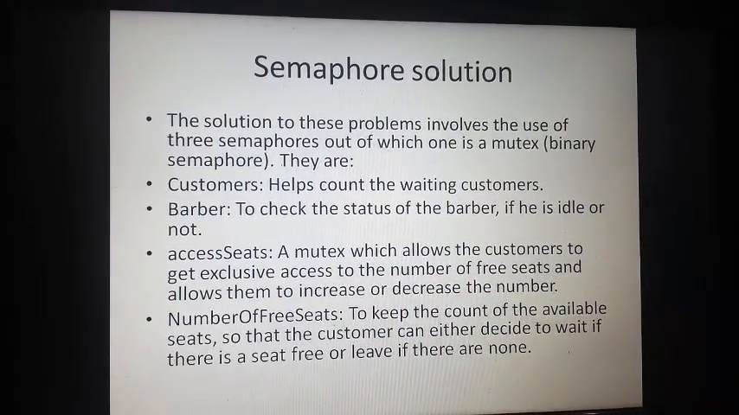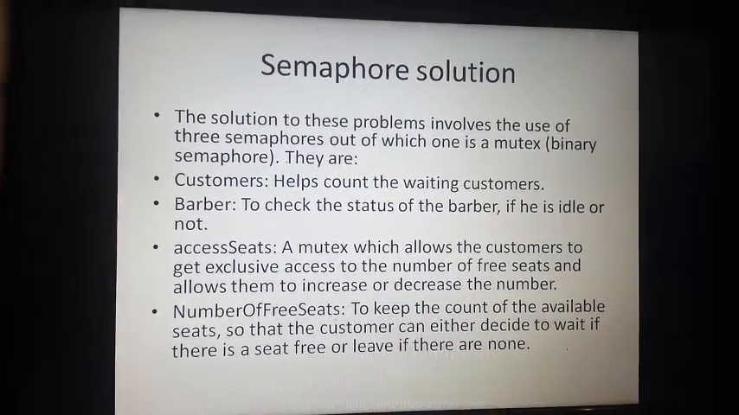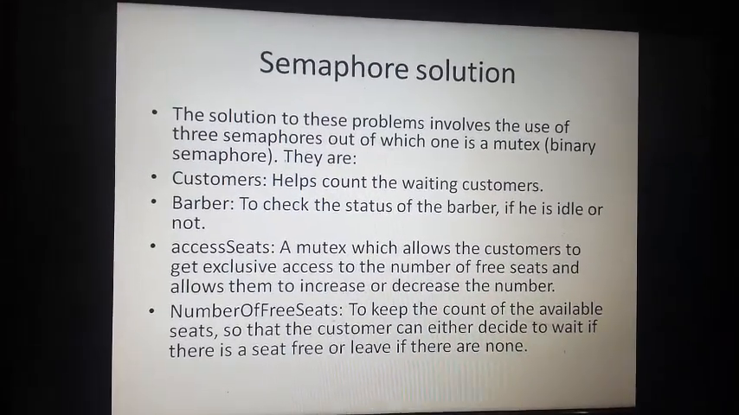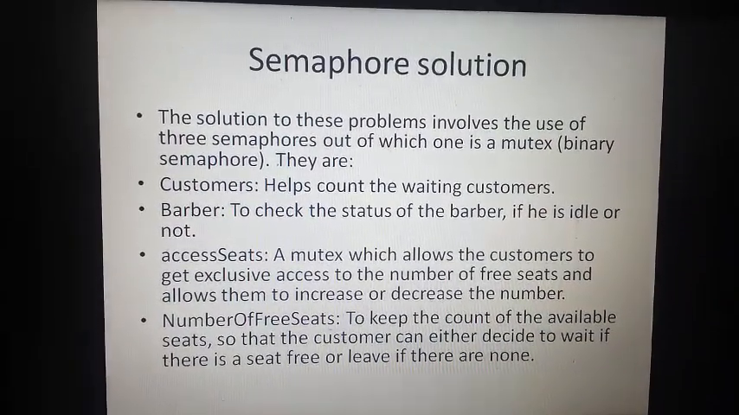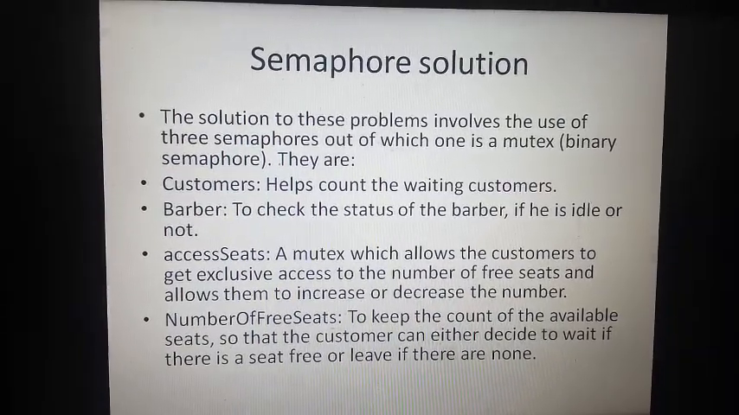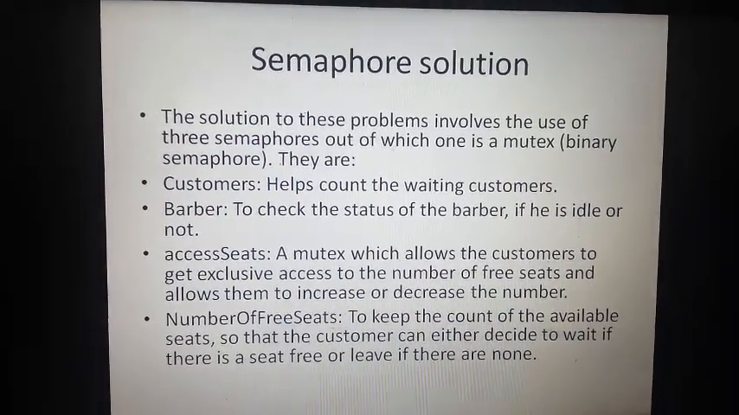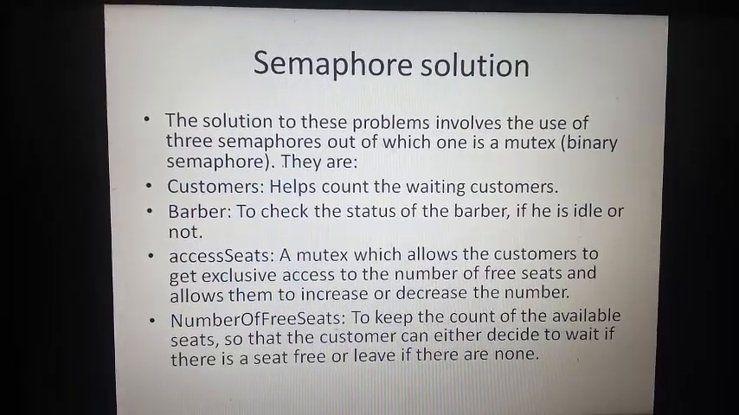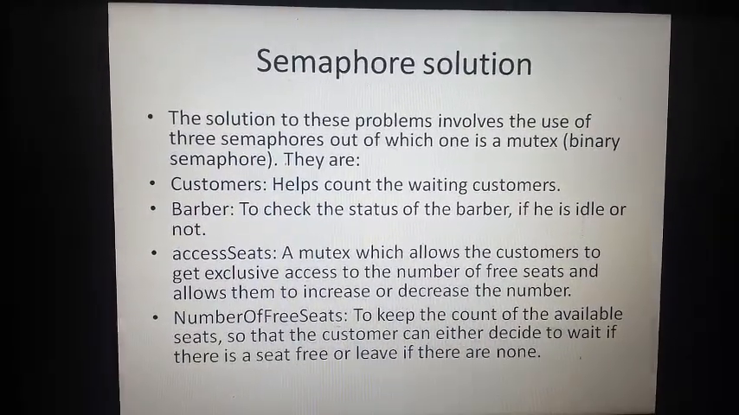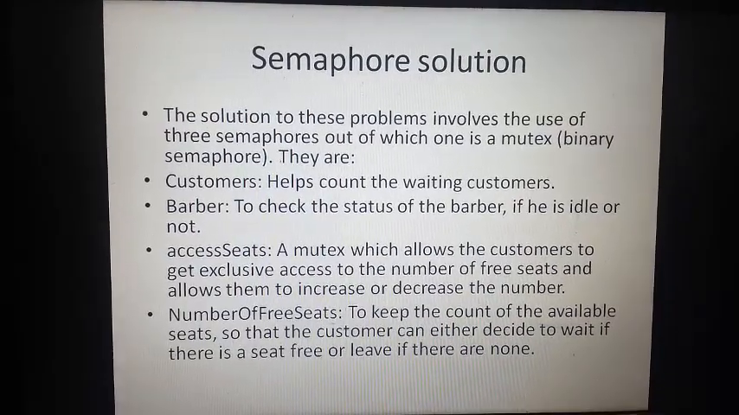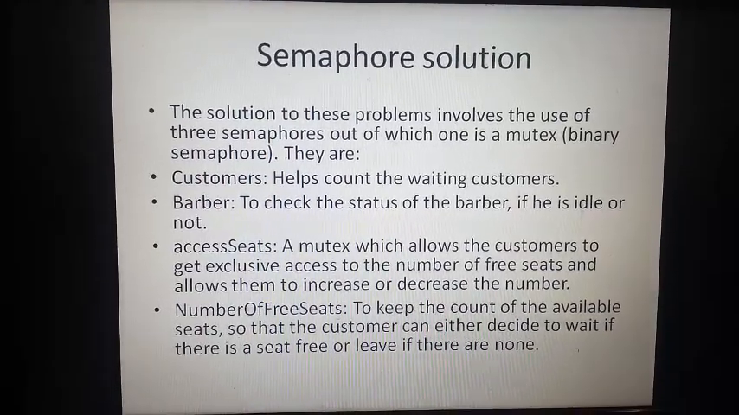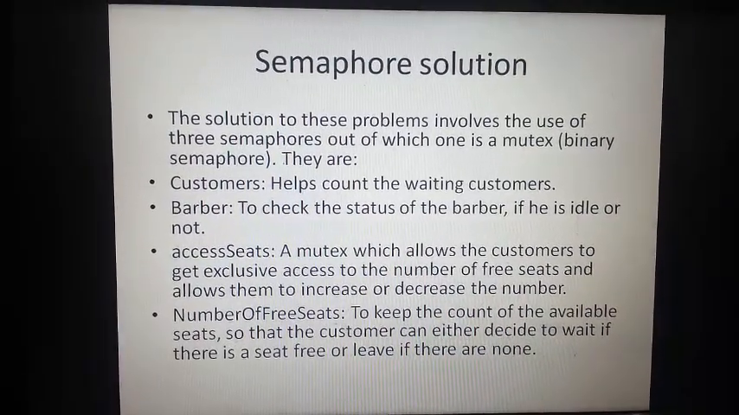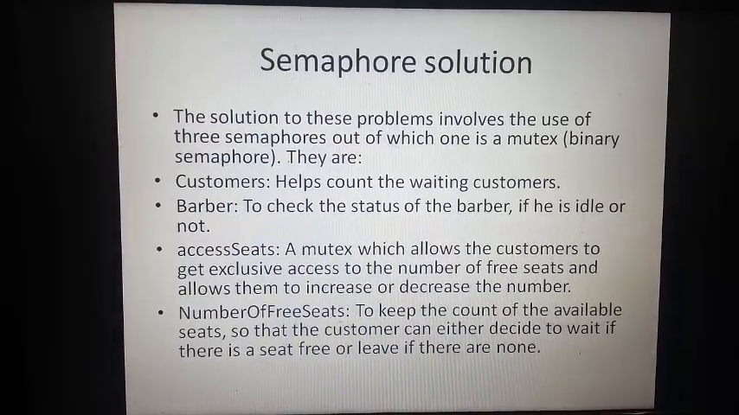For this, there is a semaphore solution which I will be explaining to you. The solution to these problems involves the use of three semaphores. They are customers, which helps count the waiting customers; barber, to check the status of the barber if he is idle or not; and access seats, a mutex which allows the customers to get exclusive access to the number of free seats and allows them to increase or decrease the number. Number of free seats keeps the count of the available seats so that the customer can either decide to wait if there is a free seat or leave if there are none.